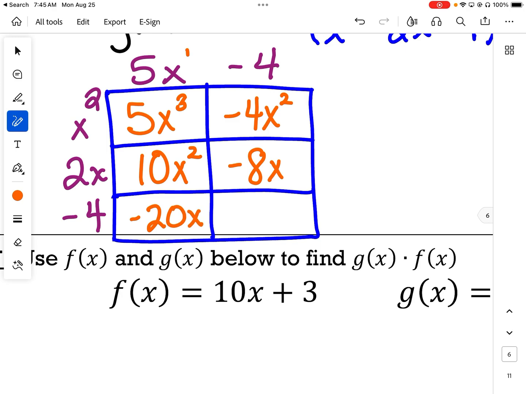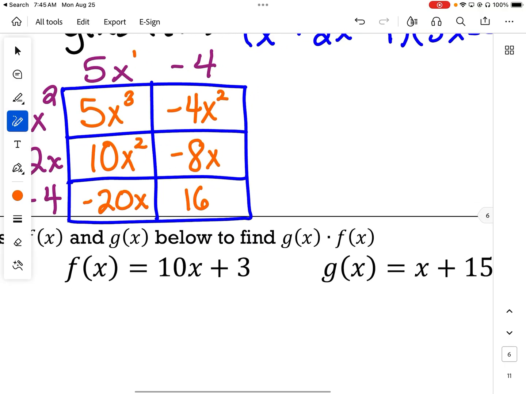Okay, and then the next one, negative 4 times 5x. Negative 20x. Then negative 4 times negative 4. Positive 16. So remember, we're multiplying each time.